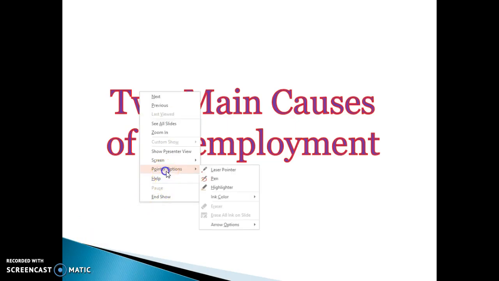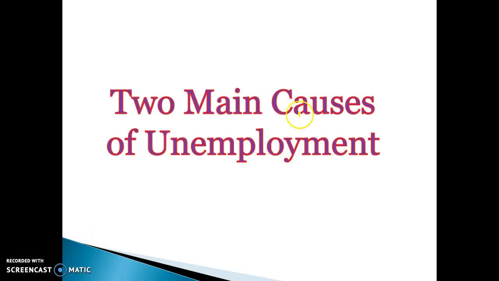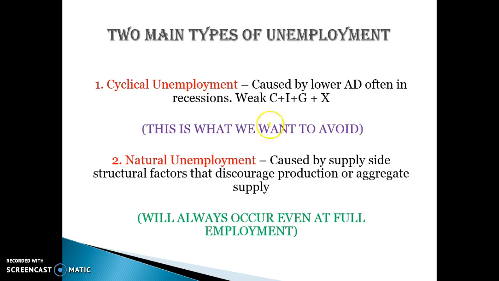Okay, in this video we're going to be looking at the two main causes of unemployment, which are cyclical unemployment and natural unemployment. And there'll be a whole range of things that are included within natural unemployment. So cyclical unemployment is basically caused by a lack of aggregate demand. It's when there's weak demand side conditions, people aren't spending enough, there's not enough demand for goods and services, and therefore there's a high level of unemployment because we don't need workers. This is the type of unemployment we wish to avoid.